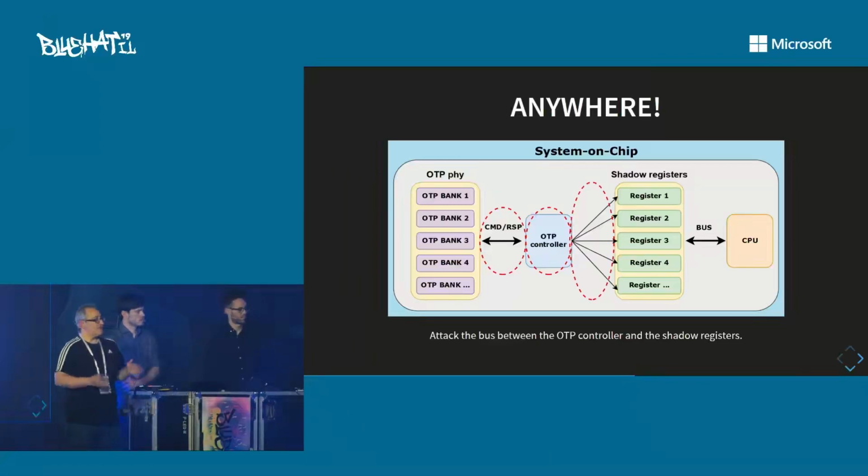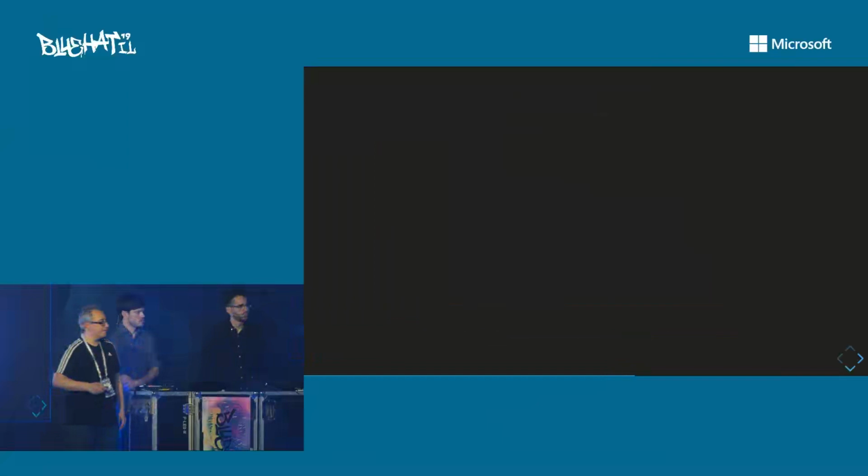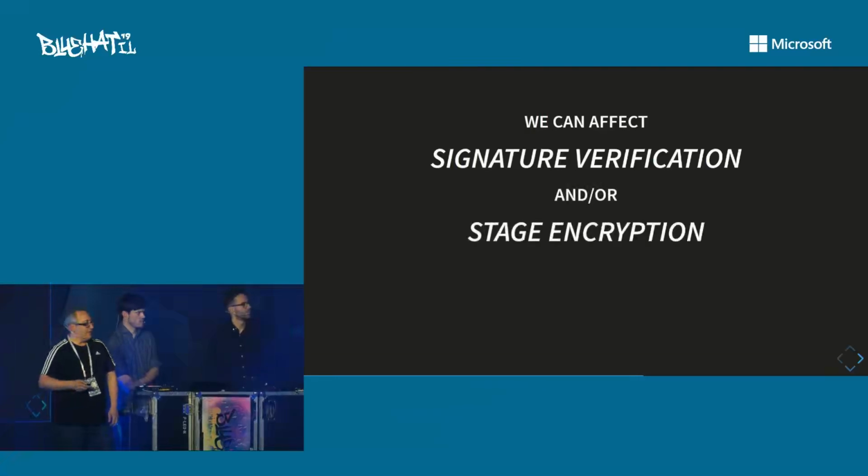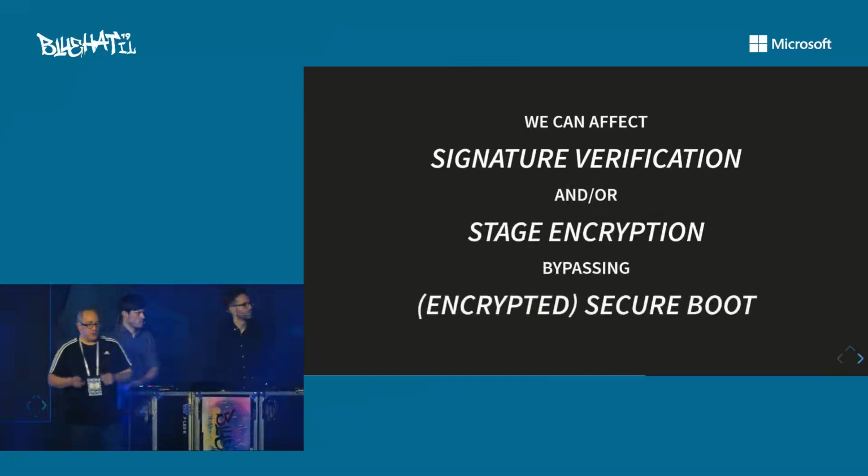So it's just a matter of understanding that even before the CPU is started, you might have an option for changing this configuration in the end. So basically, we can affect the signature verification and the stage encryption by bypassing the secure boot and also the encrypted secure boot, depending if you're able to toggle only one bit or both with one or multiple glitches. Keep in mind why this is important, why I'm saying one glitch.